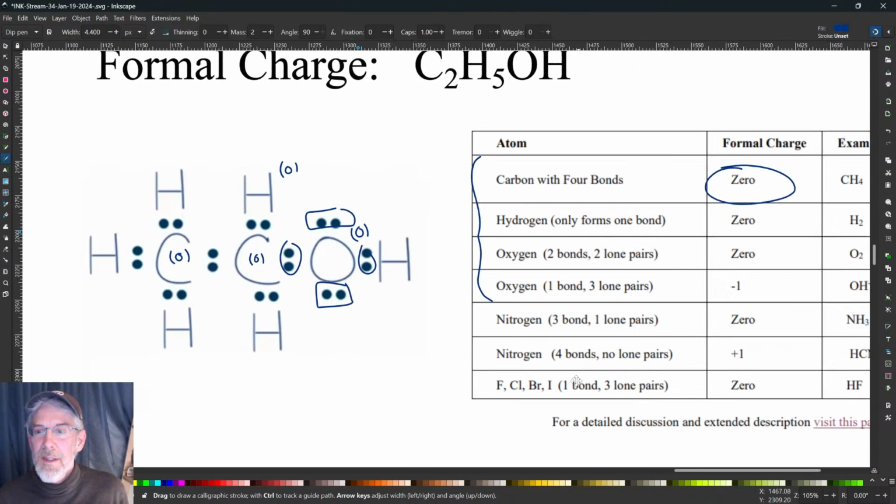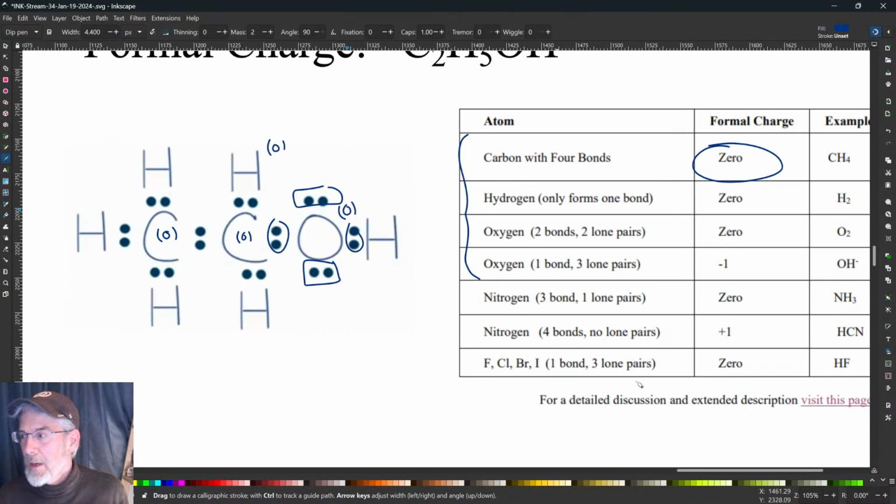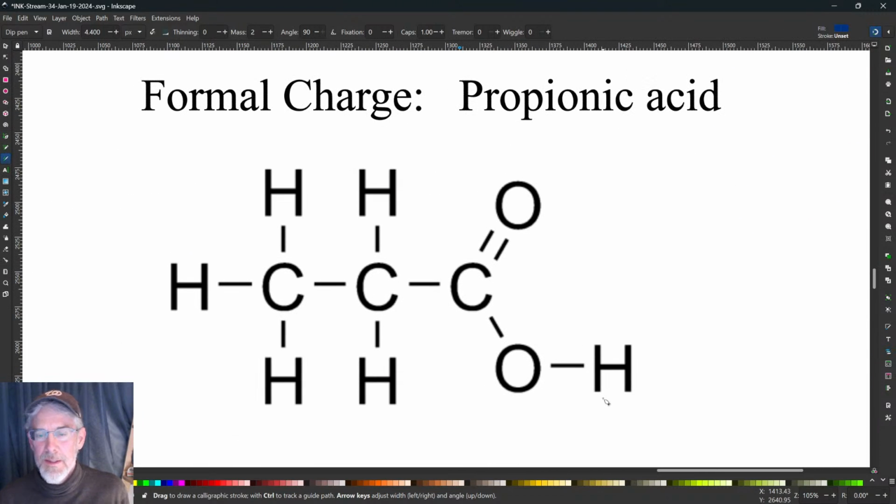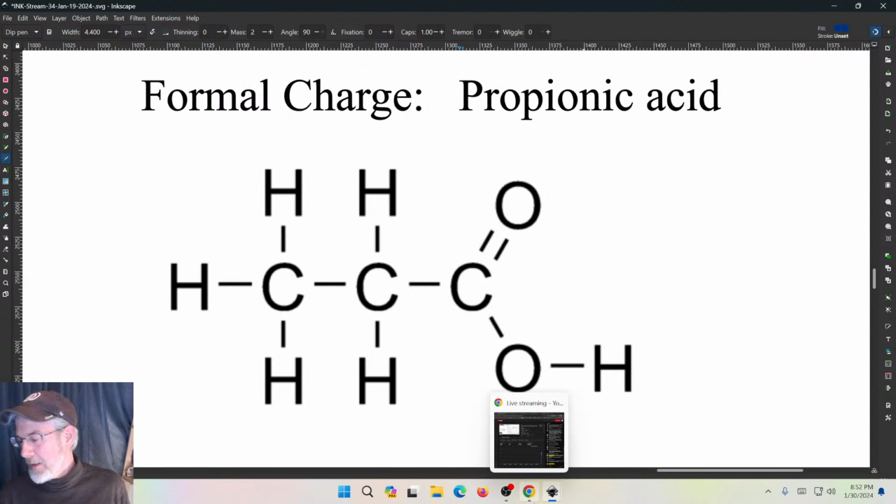So take a look at this again, and we're going to try to do one without the chart here. Big thing to remember is oxygen with 2 bonds, that's the 0. 1 bond, 3 lone pairs, that's -1. Try propionic acid. See if you can do that.